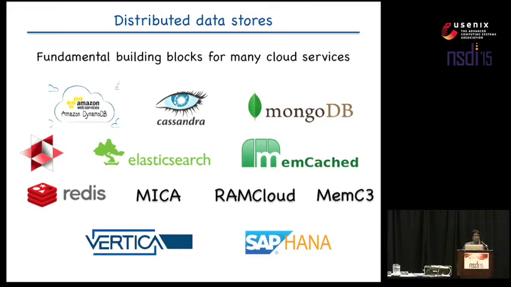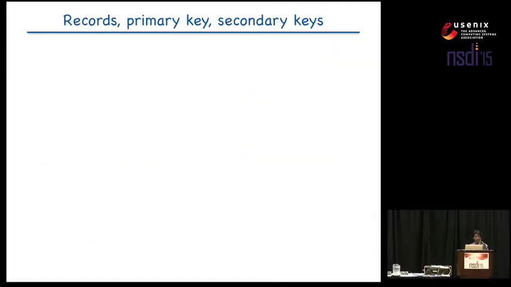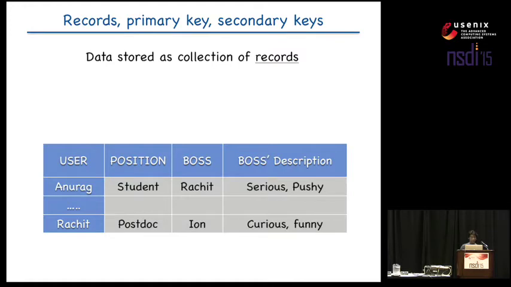But just to set the terminology for the talk, let me start with the three main words I'm going to use during the entire talk: records, primary key, and secondary keys. These data stores typically store the data as a collection of records. So let's consider this very simple table where I have a few users and what those users' position is at UC Berkeley, who their boss is, and how they describe their boss. The information about each user, I'm going to call a single record.